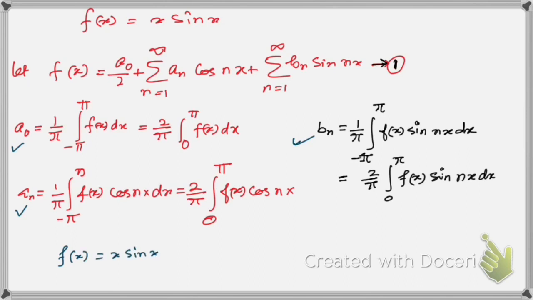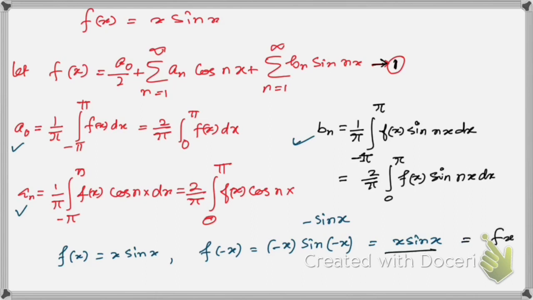Okay, so if you put f of minus x, if you replace the x by minus x, then what are you going to have? Minus x and sine of minus x. We know sine of minus x is minus sine x. So in that case, this minus and this minus, it will be plus. So that's going to be equal to x sine x, right? And x sine x is nothing but your f of x. So since f of minus x is equal to f of x, therefore f of x is an even function.